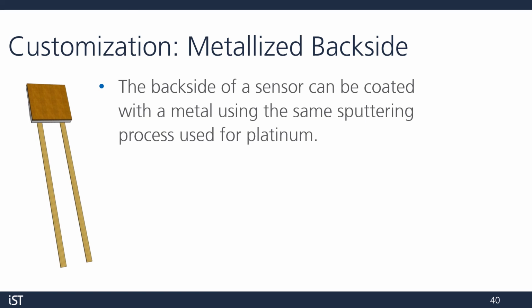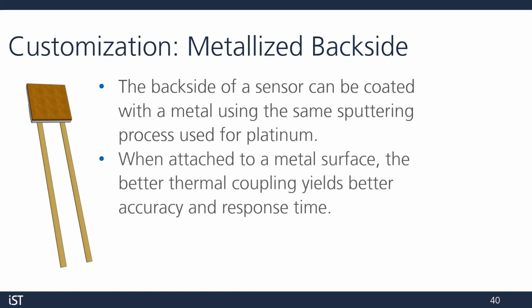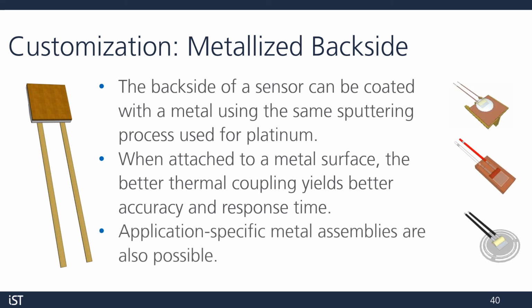The backside of the sensor can be coated with a metal using the same sputtering process that we used for platinum in the beginning. This increases the accuracy and decreases the response time of the sensor when soldered onto a metallic surface. This is due to better thermal coupling. Besides metallizing the backside, IST can also build application-specific assemblies, some of which are pictured on the right.